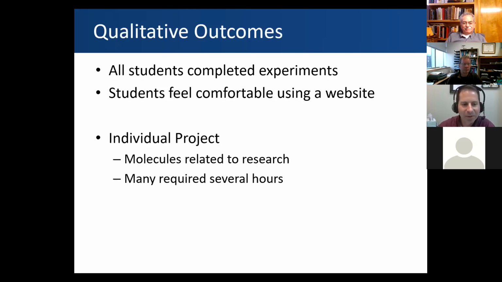I like to have them do an individual project where they just think of their own molecule to look at computationally. And these molecules that they pick are always large. They always love large molecules. And it's only because this is on a website and they run on servers offsite that we can have them run for several hours. They couldn't do this when they ran locally in the computer lab.